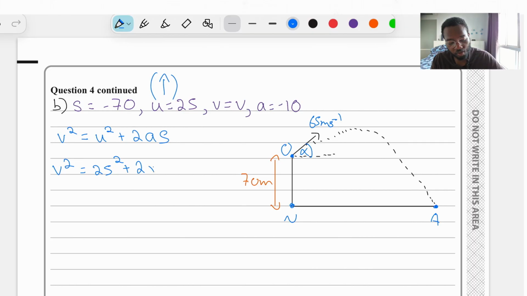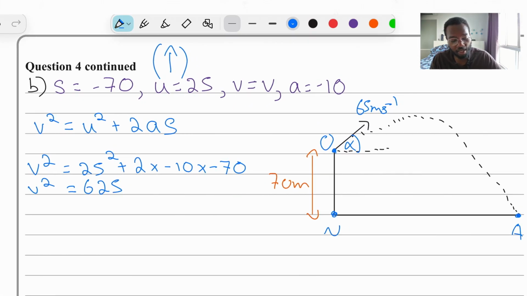So let me write that all in. 2 times minus 10 times minus 70, which gives me V squared equals 25 squared. If you do that in your calculator, that will be 625. Then you do the 10 times minus 70 first, so that would be a positive 700. And then you times that by 2, that will be 1,400. Therefore, we get V squared is equal to 2,025. And if you work out the square root of that, that is exactly 45. Okay, so what does that mean?